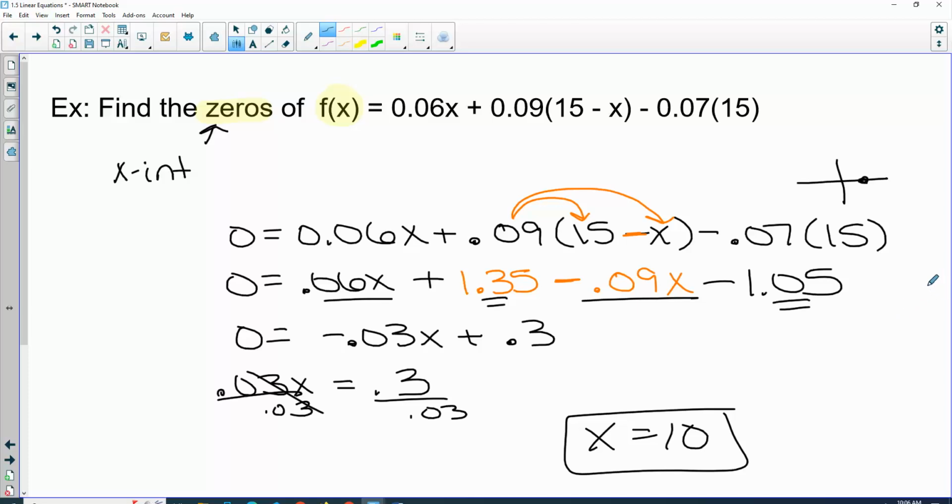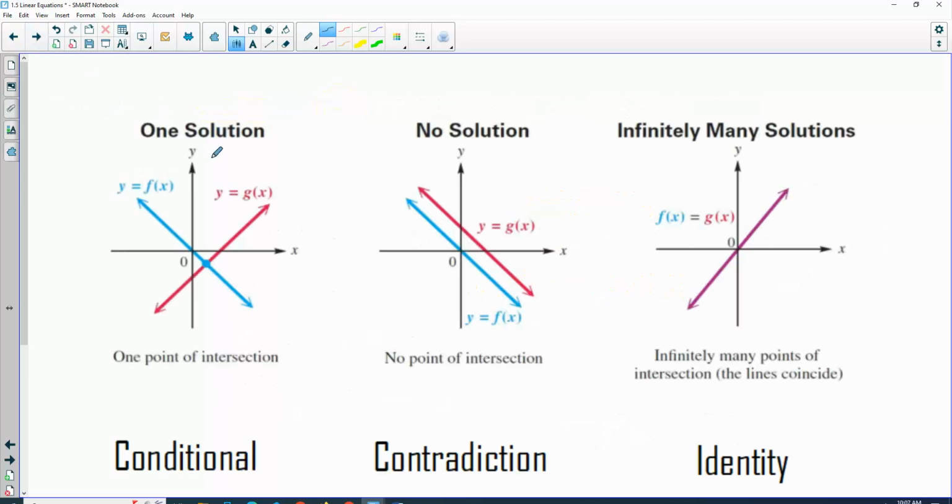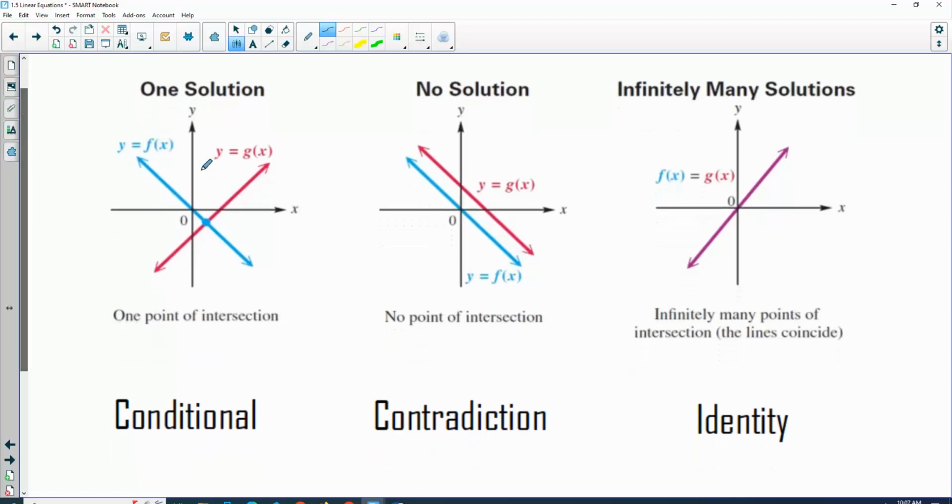Alright, so there are 3 different types of equations that we can encounter. Our linear equations. Most of these we've gotten an answer, right? If you get a solution, that means essentially you have 2 lines, they meet, you get a number. If you get a solution, that's called a conditional equation. So you probably want to write these terms down. Conditional, you have a solution. This equation is true under the condition x equals 10. Okay, it's only true in certain circumstances.